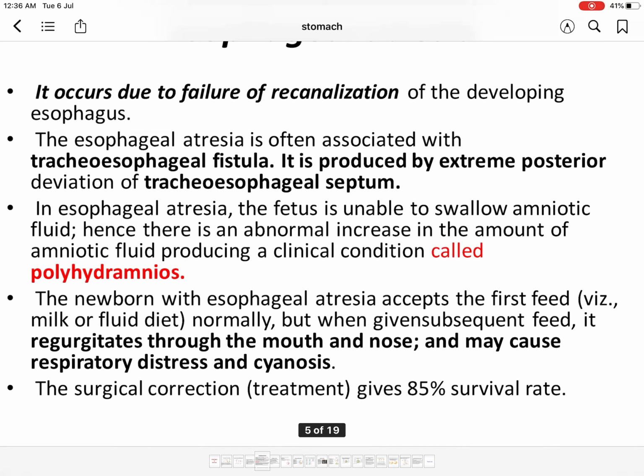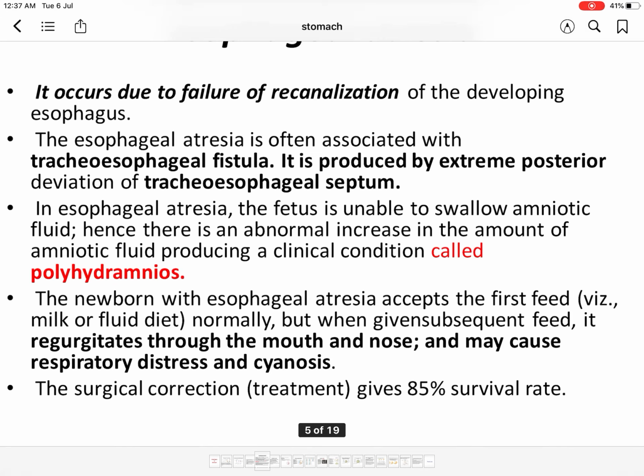In esophageal atresia, the fetus is unable to swallow the amniotic fluid. If it is unable to swallow the amniotic fluid, the amount of the amniotic fluid will be increasing. That's why it will lead to polyhydramnios. Polyhydramnios means excessive amniotic fluid around the baby. Now the newborn with esophageal atresia accepts the first feed normally, but when subsequent feeds are given, it will be regurgitated through the mouth and nose, and it will lead to respiratory distress and cyanosis.